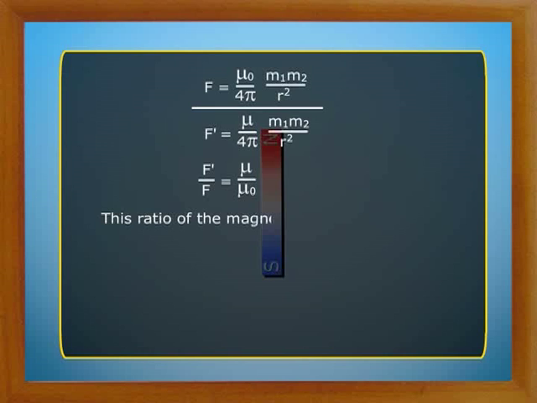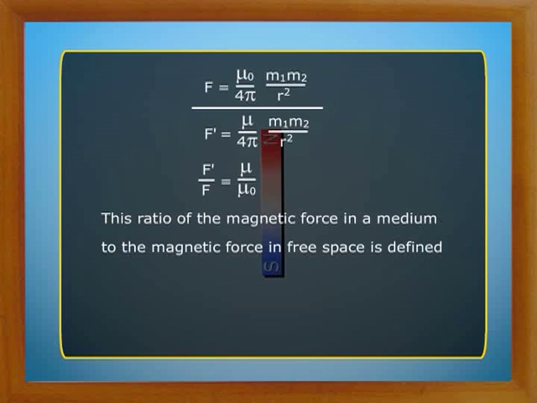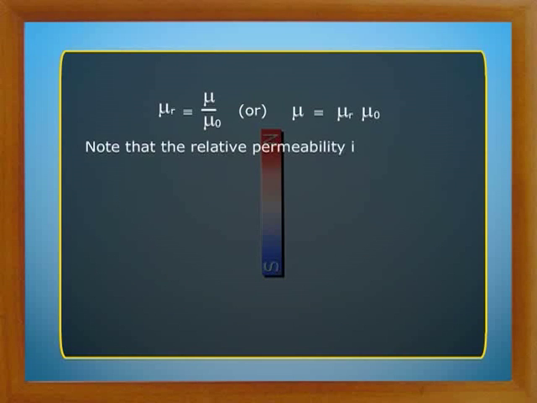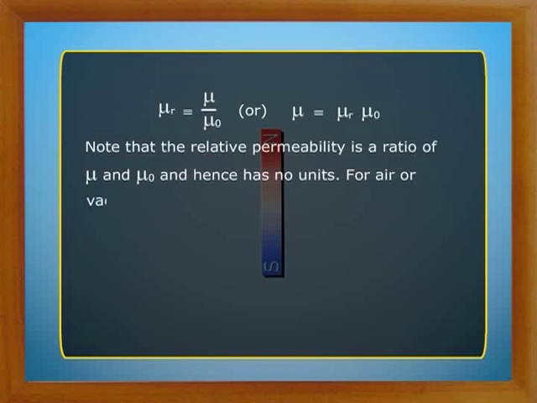This ratio of the magnetic force in a medium to the magnetic force in free space is defined as relative permeability mu r. Hence, mu r is equal to mu divided by mu0, which is equation 5, or mu is equal to mu r multiplied by mu0. Note that the relative permeability is a ratio of mu and mu0 and hence has no units. For air or vacuum, mu r is equal to 1.